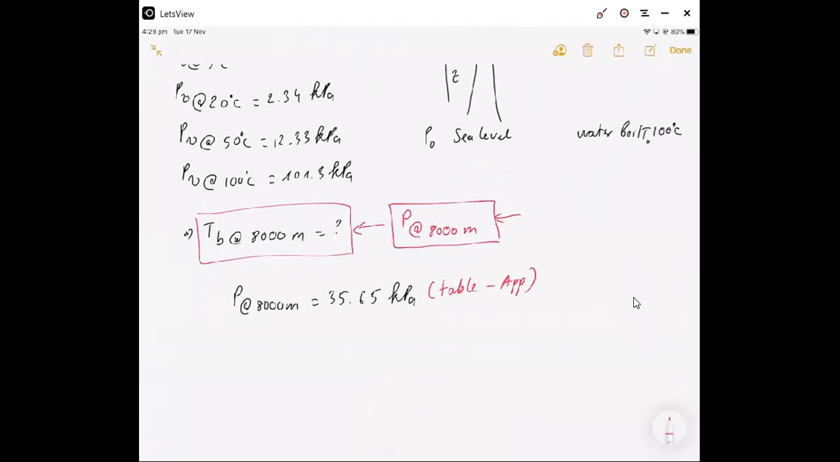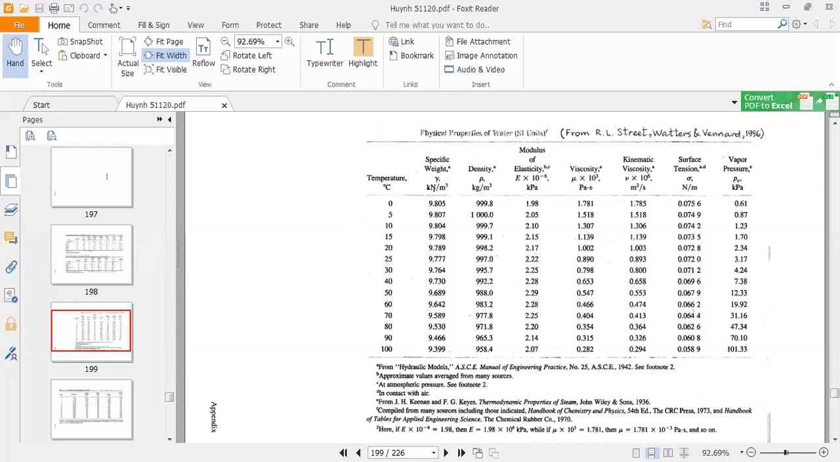Okay, so now from the pressure, you can find temperature based on the previous table, this one. The last one is pressure. The first one is boiling temperature. But the pressure here, you see our pressure is 35.65 kPa.